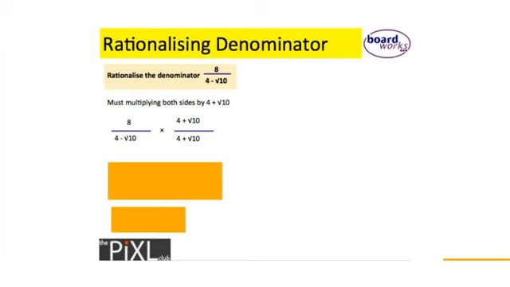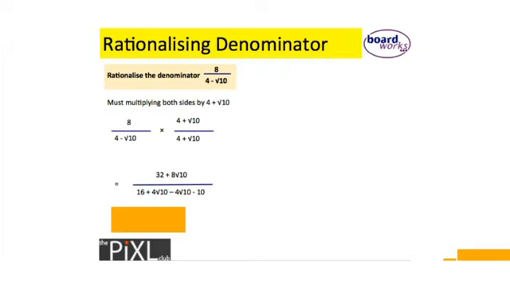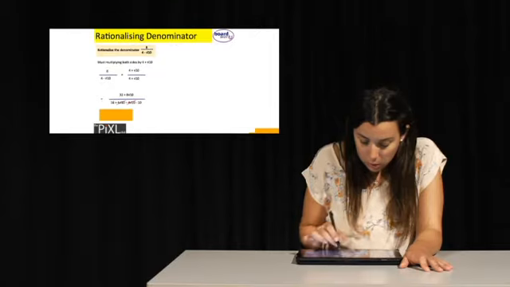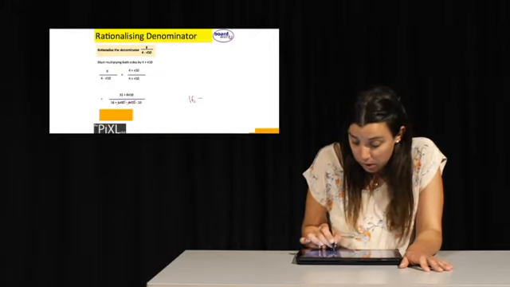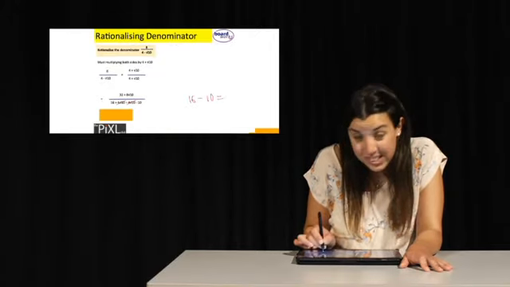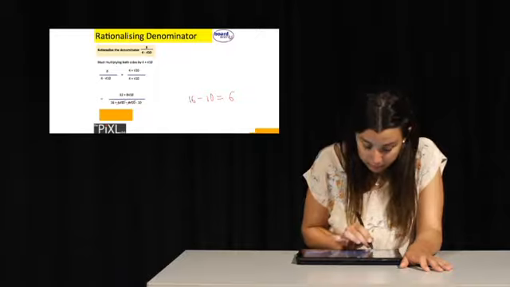We've got our first fraction, multiplied the same thing to the numerator and the denominator. Multiply that out, you're going to have 32, add 8 root 10, divided by our 4 terms here on the bottom. We can see 16, add 4 root 10, take away 4 root 10, cancel out. There, we have 16, subtract 10, it's going to leave us with 6 in the denominator.